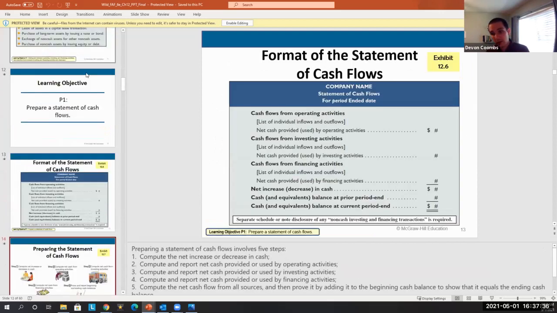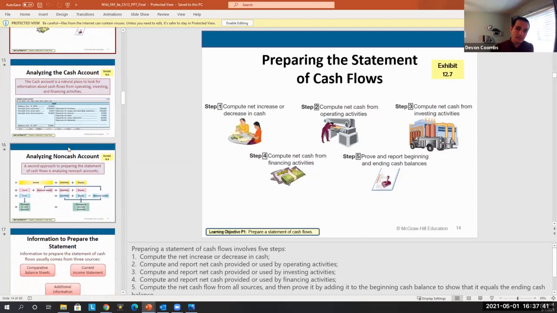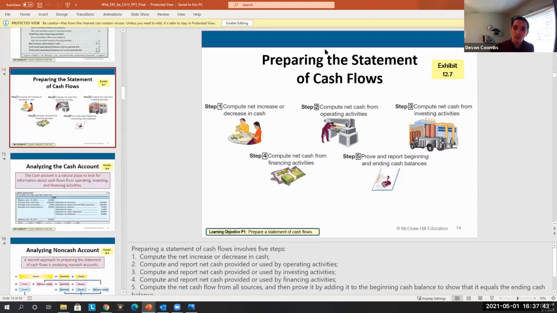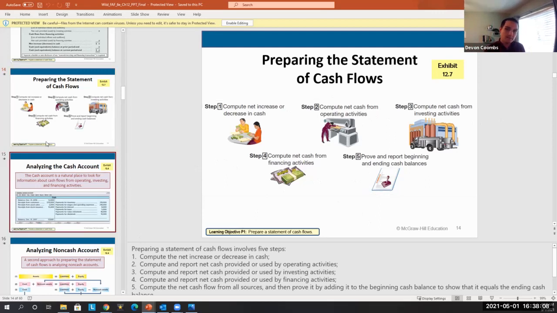So we're going to go to preparing the statement of cash flows now. How do we prepare the statement of cash flows? So step one, we compute a net increase or decrease in cash. How do we do that? It's just on our balance sheet, right? Our balance sheet will show us what our cash balance was last year and what our cash balance was this year. And that'll be our difference. Then we'll figure out operating activities, investing, then financing. And then we just make sure that that ending balance agrees to our balance sheet and our bank statement.